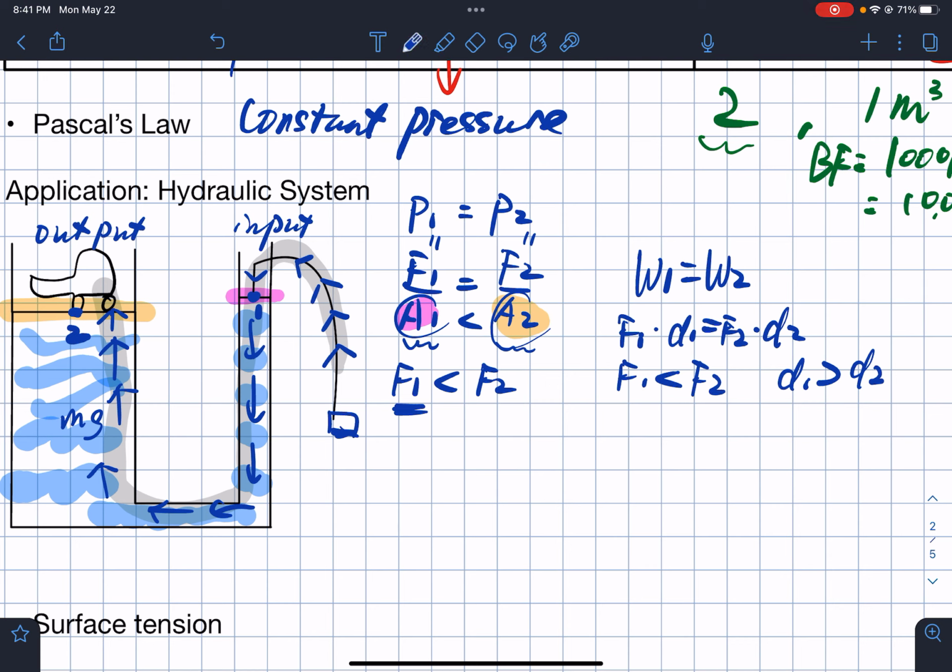But how much distance does F1 travel here? The D1 that goes down is very, very much larger than the distance D2 that the car travels up, right? So when you see this hydraulic system, you want to realize that the heavier side, the side where we have a larger surface area, always moves over a smaller distance.